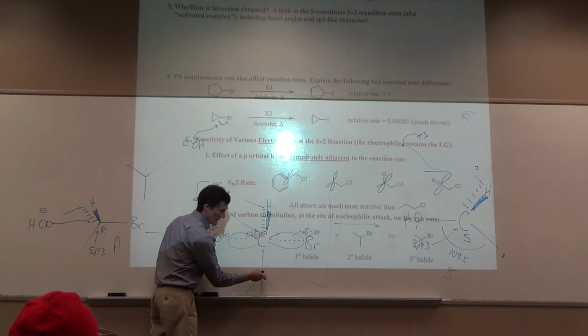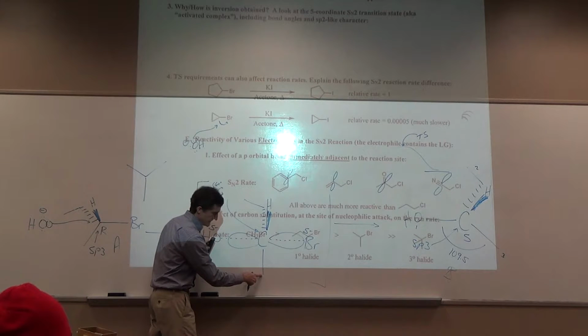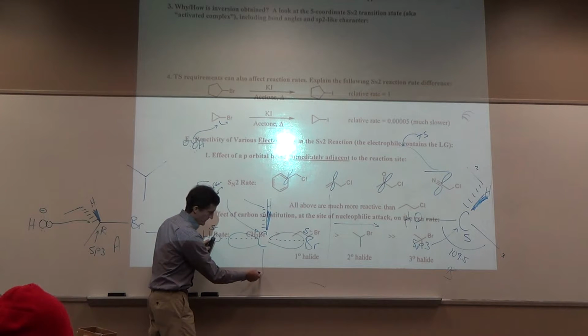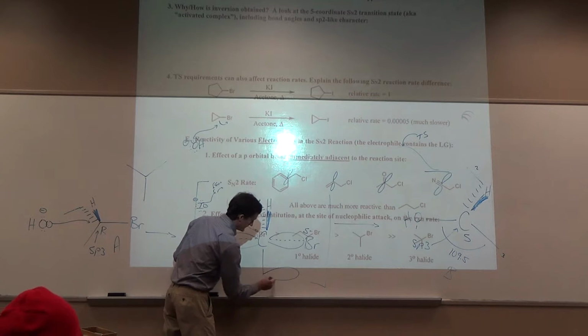Let's put a p orbital immediately adjacent to this reaction site here. Let's say that this has a p orbital. Now that'd have to be like a pi bond or something. Okay? It continues on. Let's put a p orbital here.